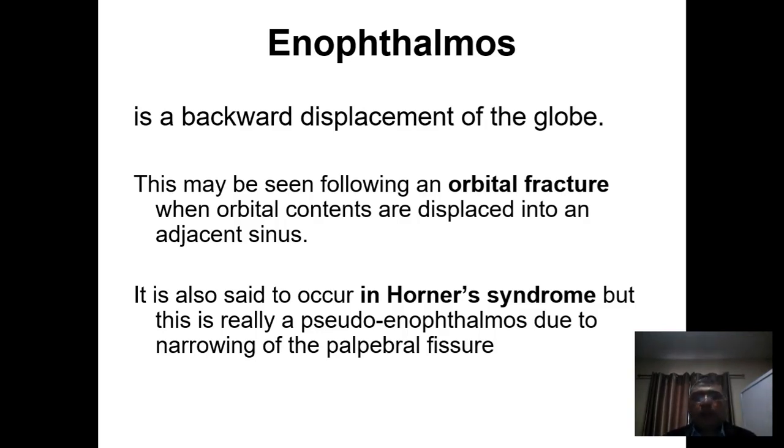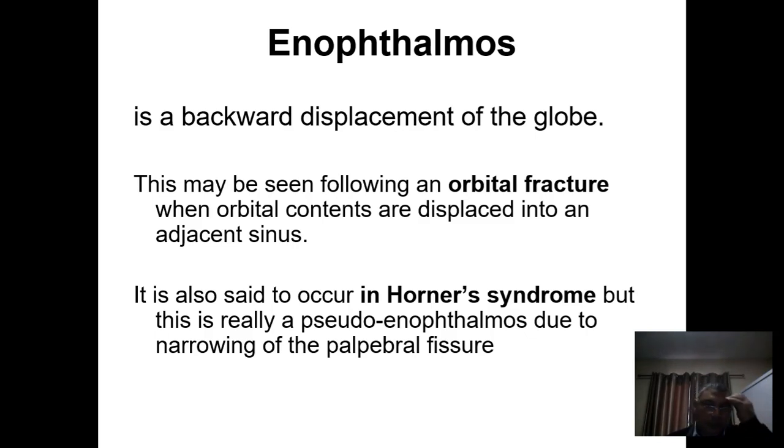The second orbital sign that we may see is enophthalmos, which is backward displacement of the globe. Usually this follows orbital fracture, where the orbital contents will be displaced through the fracture in the walls of the orbit. For example, if there is a fracture in the floor of the orbit, the contents of the orbit will go through to the maxillary sinus, and the globe will be retracted in the orbit, producing enophthalmos.